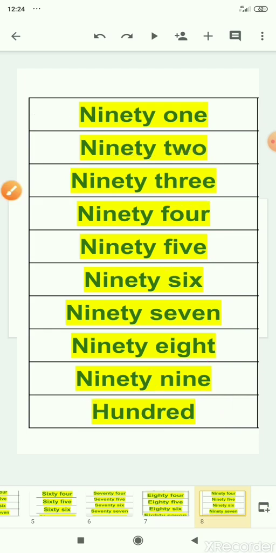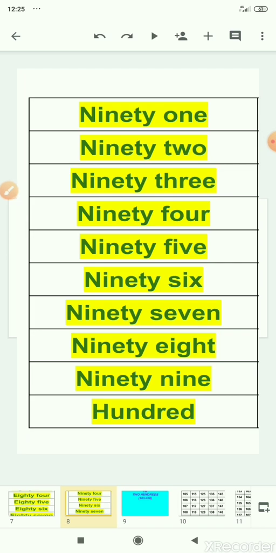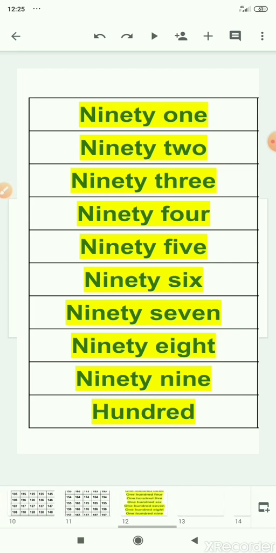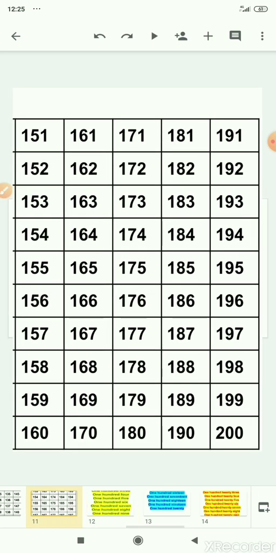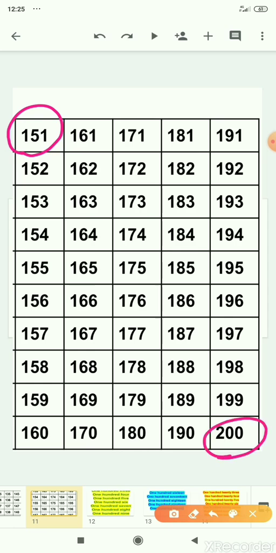After this, today we will do spellings from 101 to 150. Before starting this, let's have a look at the counting that we have done prior also. Here we have the counting from 151 to 200. So today we will write spellings from 151 to 200. So let's start.